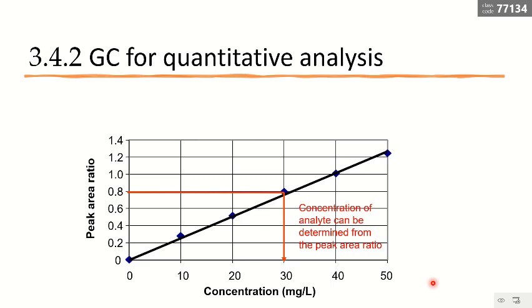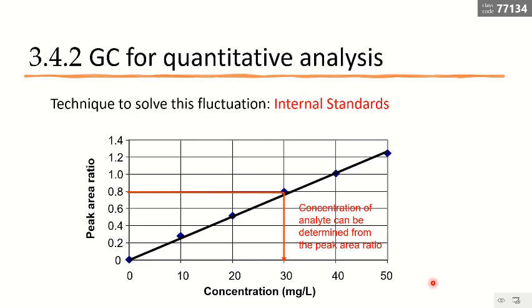Don't worry, we are going to learn more about this part and the practical parts. This technique we call the internal standard. For the internal standard, on the y-axis we always use the peak area ratio. Please focus on this part, okay? This is a very direct link to this part.